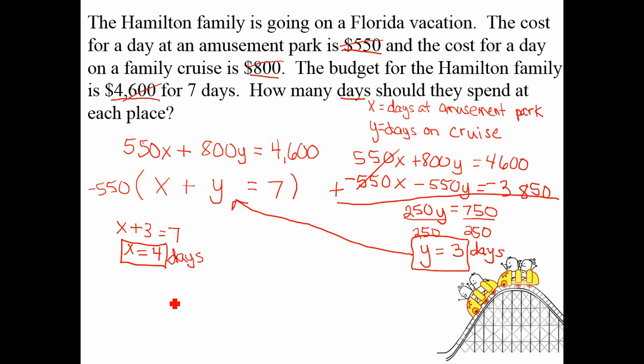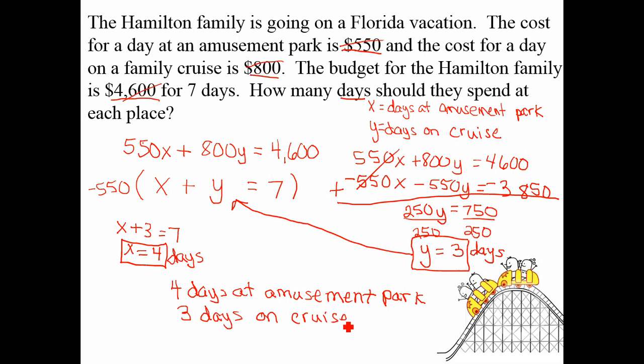So to finish up our answer, we would say we would spend 4 days at the amusement park and 3 days on the cruise. Okay, so we've solved two story problems today using our knowledge about systems of equations. Of course, the hardest part is being able to set them up, but that comes with practice. So I want to thank you today for taking great notes.